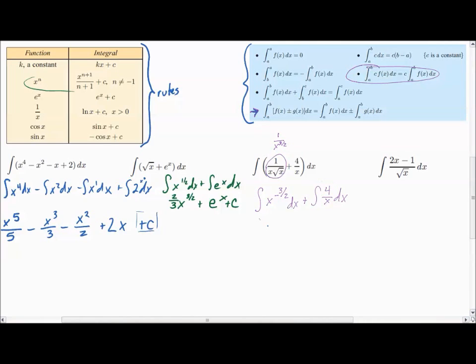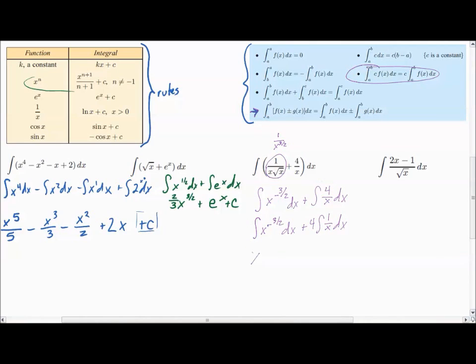And so I'm just going to rewrite this as the integral of x to the negative 3 over 2 dx plus 4 times the integral of 1 over x dx. Now from this point we can go ahead and follow the integral rules. So I've got x to the n power here, so I need to add 1, which will end up giving me, I guess I don't need the integral sign anymore.